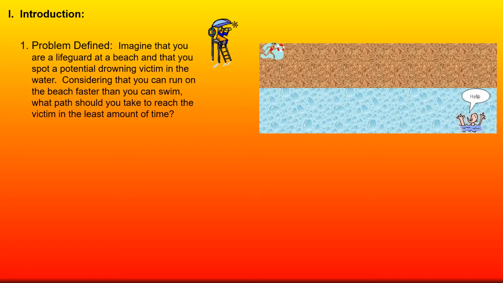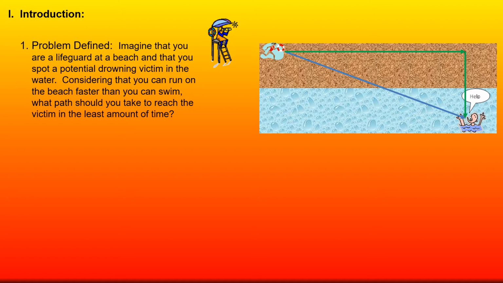Well, you see me, now you see you. There you are. Now, certainly the straight line path represented by this blue arrow would represent the path of least distance. But that may not be the path of least time, considering the fact that you can run on the sand faster than you can swim in the water. Well, this path here is certainly not the path of least distance, but this would allow you to spend the least amount of time in the water. But which path should you actually take to reach me in the least amount of time?